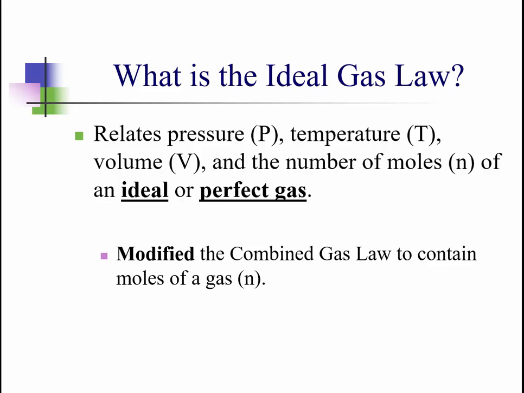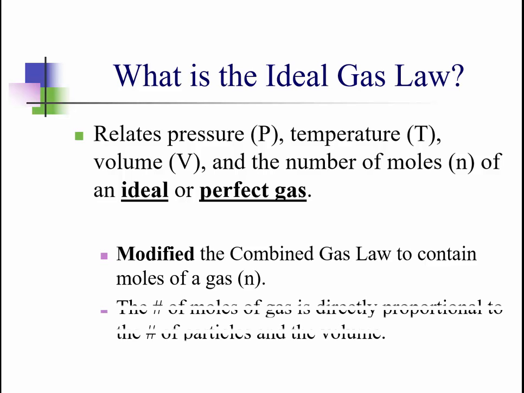So what the ideal gas law really is, is the modified version of the combined gas law to contain those moles of a gas, which we symbolize with the letter n. The number of moles of a gas is going to be directly proportional to the number of particles and the volume of the ideal gas.